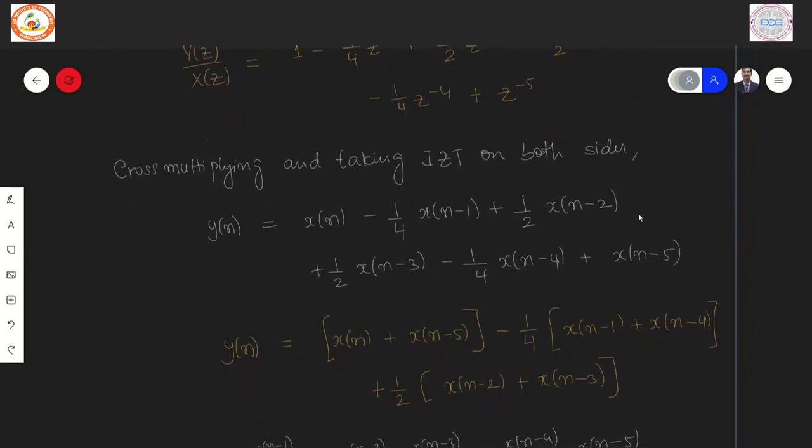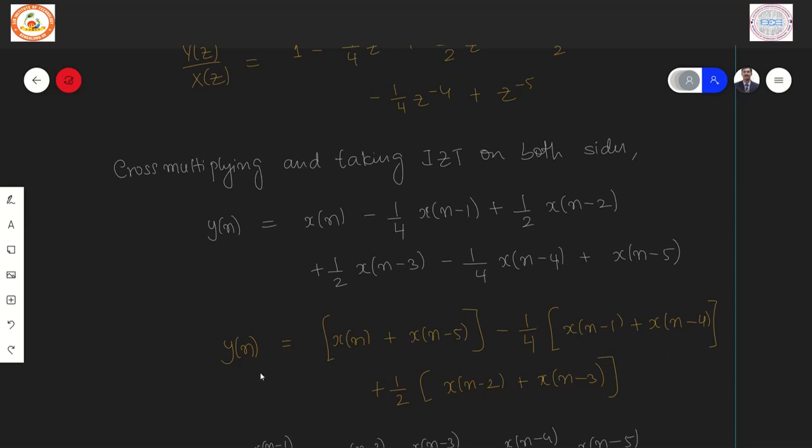Now here we observe, since the impulse response was symmetric, we observe some of the common coefficients, like x of n and x of n minus 5 has the coefficient 1. Therefore we can collect the terms with the common coefficient. So next, minus 1 by 4 is common for both x of n minus 1 and x of n minus 4. 1 by 2 is common for x of n minus 2 plus x of n minus 3. Therefore, from this we can write the structure.